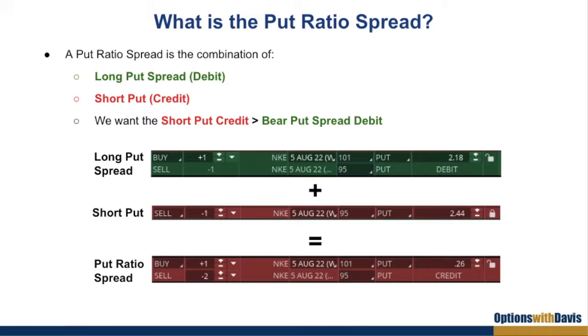Alright, so first off, what is a put ratio spread, right? So the put ratio spread is a combination of the long put spread and the short put option, right? So the long put spread is also what is commonly known as the bear put spread, right? Basically, it is a bearish strategy, right?